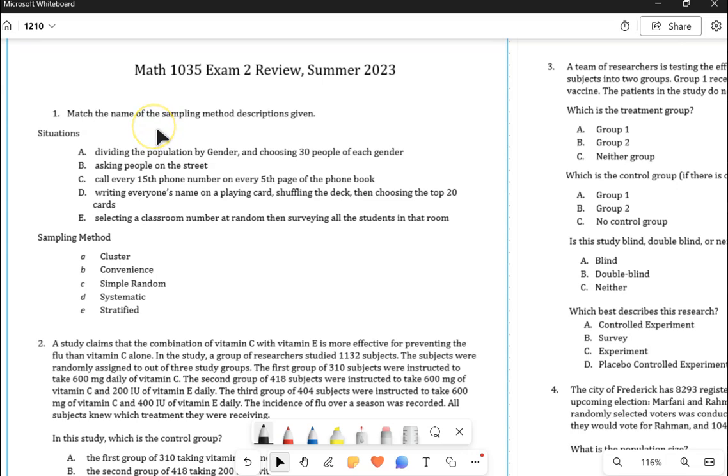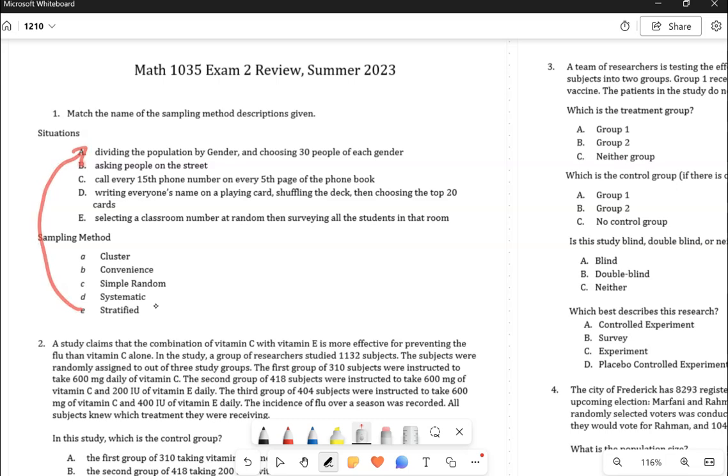So match the name of the sampling method descriptions given. Situations: dividing the population by gender and choosing 30 people of each gender. So when you divide up the population first, you are stratifying, creating strata, and then you choose from that. So this one, A is E.